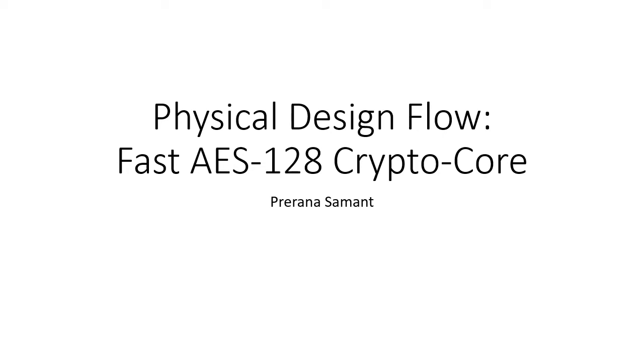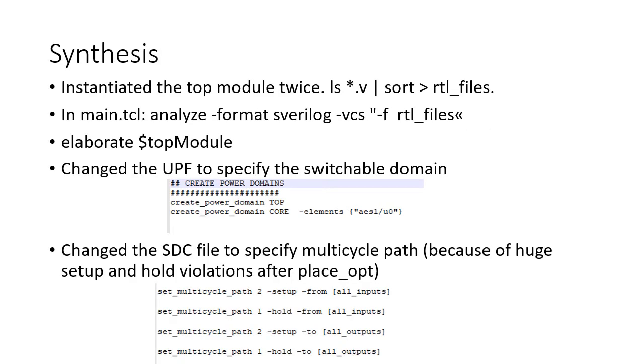The project that I have worked on is a fast AES-128 Crypto-Core processor, and I have done the complete place and route using RM flow methodologies of IC Compiler II. For the synthesis stage, I have used the Verilog files from the OpenCore website, and I have made changes in the main.tcl file to compile all the Verilog files which are pointed to a file, and this RTL file contains all the Verilog files.